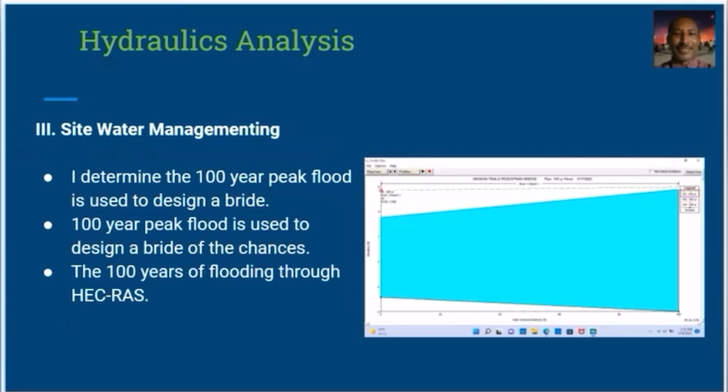I determined a 100-year flood is used to design a bridge, based on the chance of the bridge not being flooded in the first 3 years of its lifespan. The 100-year peak flood is used to design the bridge. I calculated this with software for the 100-year flooding, and this shows that 3% is flooding, but 97% is out of the flooding, as shown here.